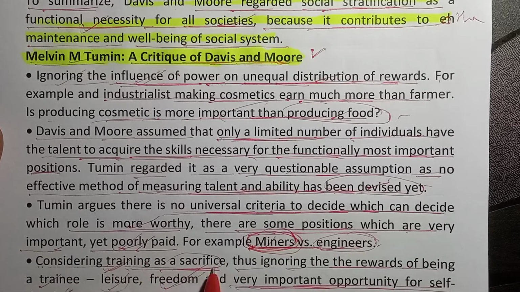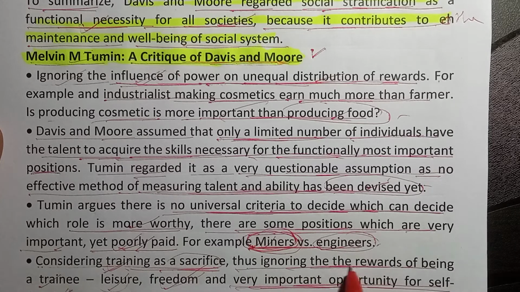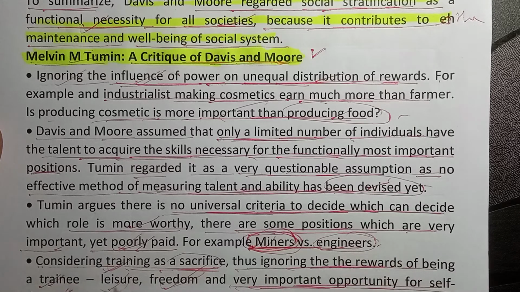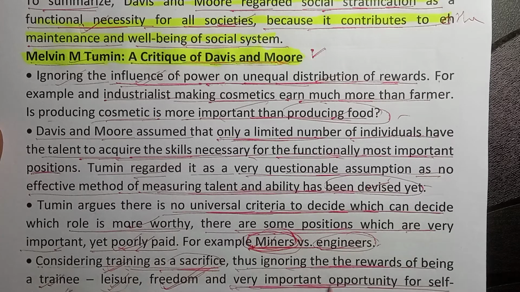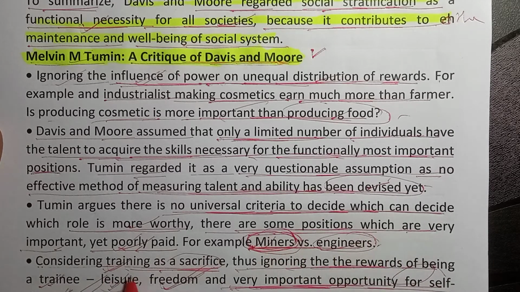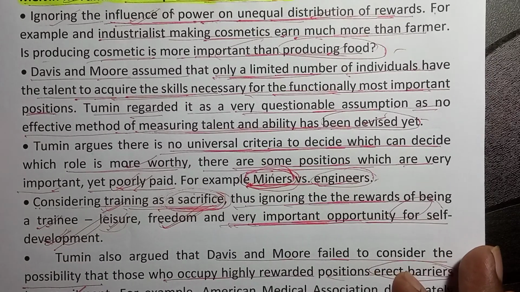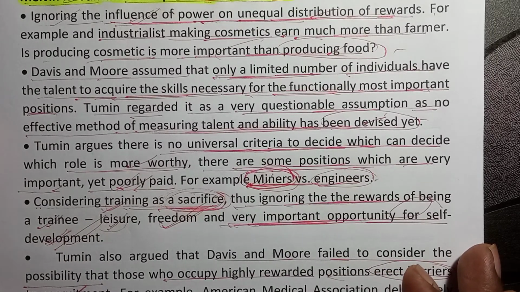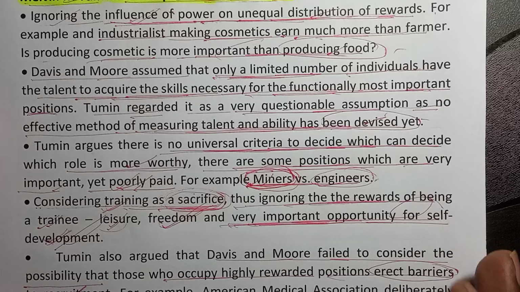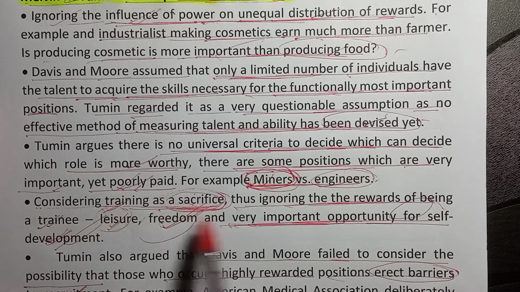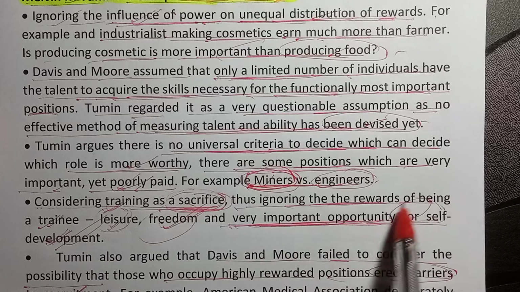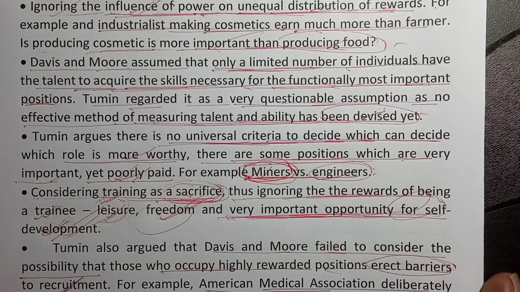Davis and Murray consider training as a sacrifice, thus ignoring that the rewards of being a trainee, for example leisure and freedom, are a very important opportunity for self-development. So Tumin is criticizing Davis and Murray for considering training as a sort of sacrifice. But actually training is not a sacrifice. It has its own significance, like leisure, freedom, and a very important opportunity for self-development.